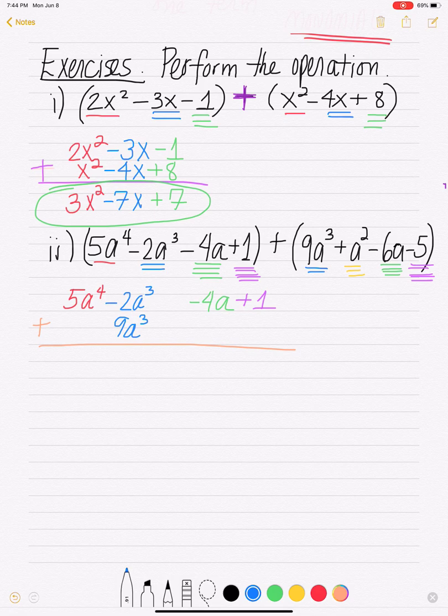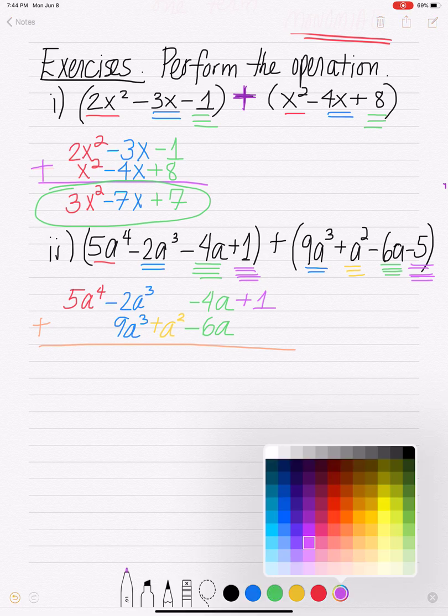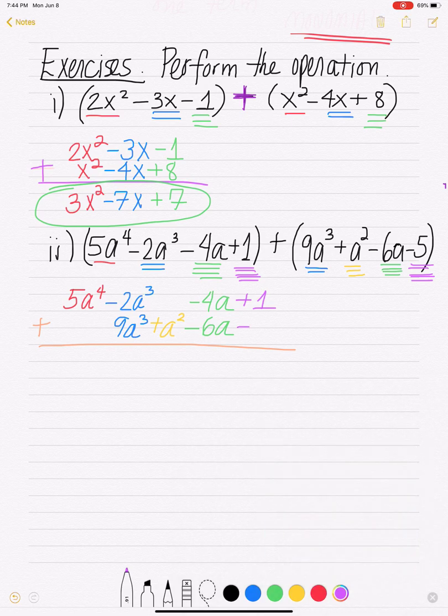And then we have an a squared, right? Plus a squared. So I'm going to put that in the square column. And next I'm going to put the a term, which is minus 6a. And finally I'm going to put minus 5 in the constant place, purple. Or maybe violet. Maybe you call that violet. All right. Okay, so we're adding these two polynomials.